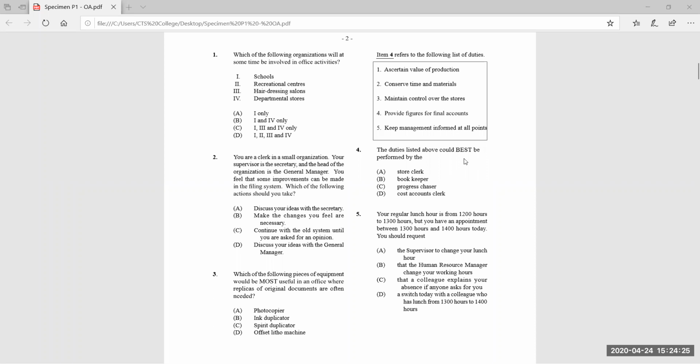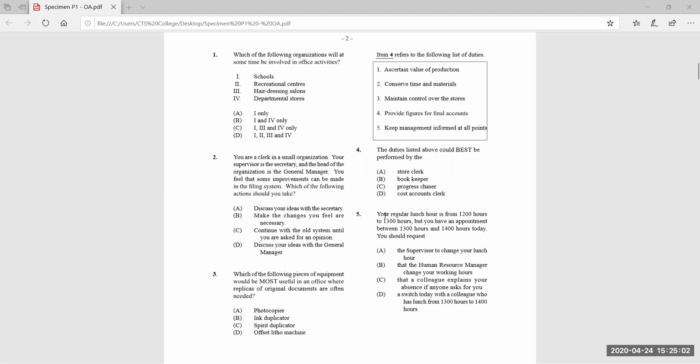All right, guys. Okay, the duties above could best be performed by the cost accounts clerk, right? Because if you look at these duties, they deal with what? Accounting, right? So yes, the answer would be the cost accounts clerk. Very good.